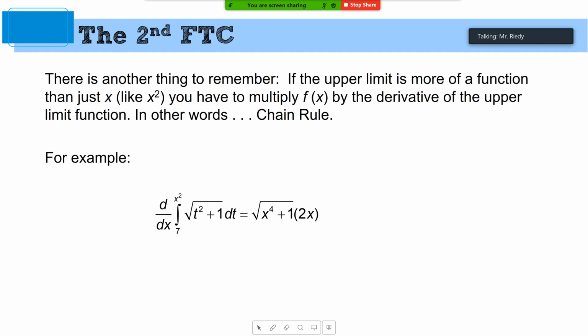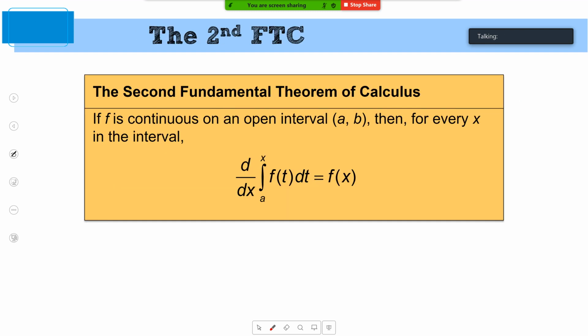And then there's this little bugger on the end, the 2x. That 2x is there because you have to chain on the derivative of this function up on top. And you always do that. If I go back to this example, okay, so t's become x's, and you chain on the derivative of x. What's the derivative of x?